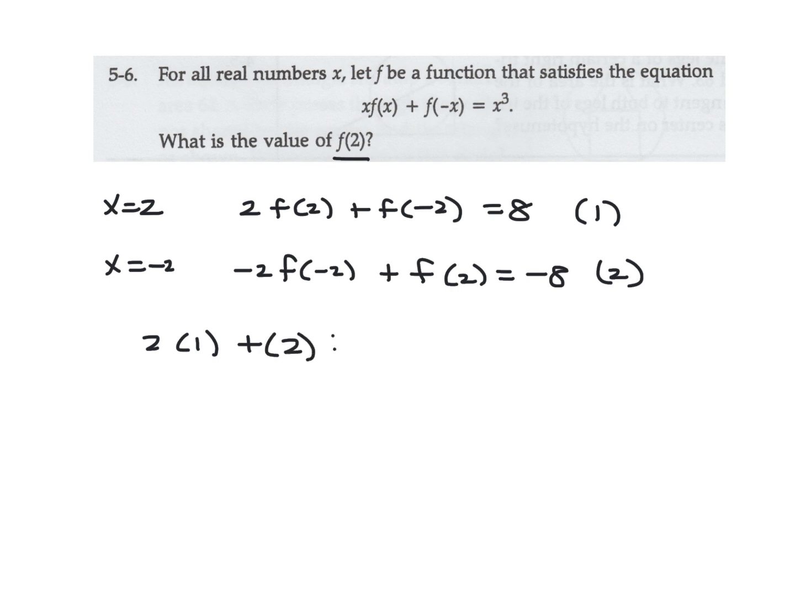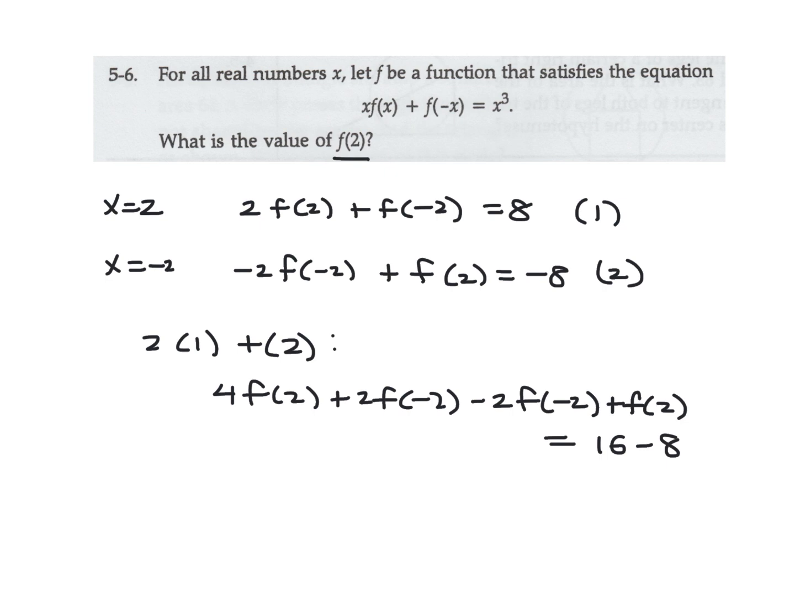just add to that equation 2. And that would give me 4f at 2 plus 2f at negative 2 minus 2f at negative 2 plus f at 2. And then on the other side would be 16 minus 8. So as planned, that f at negative 2 disappears. So then we just have 5f at 2 is 8, and therefore f at 2 is 8 over 5.